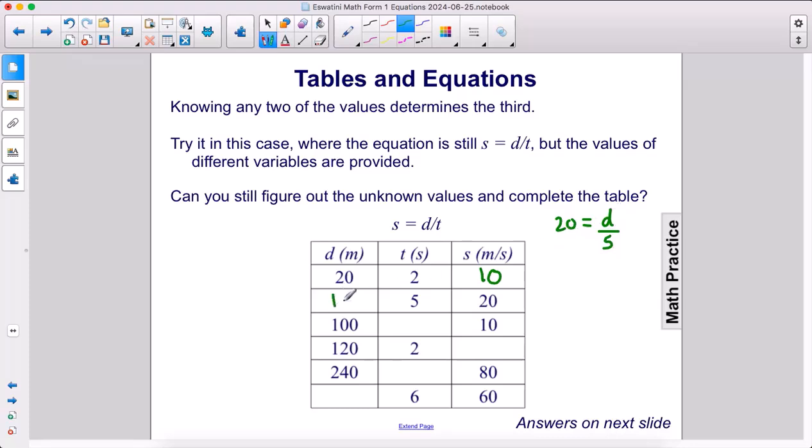Well, 100 divided by 5 is equal to 20. Here we know speed is 10, and we know the distance is 100. So therefore, what must the time be? If something is moving at 10 meters per second, how long will it take that object to travel 100 meters? Well, it would take 10 seconds. 10 meters a second for 10 seconds, we would go 100 meters. So we can continue solving that way.